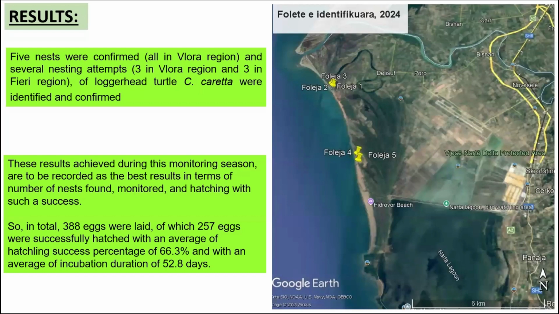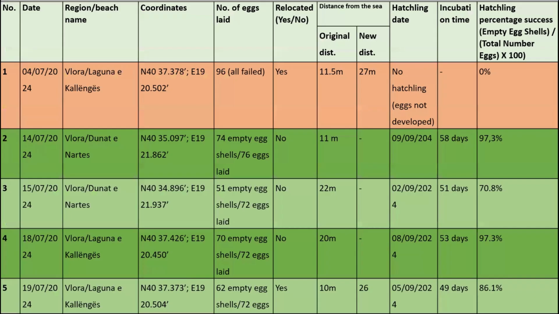The result of last year's monitoring was surprising: we had 5 nests confirmed with a total of 388 eggs laid, of which 257 eggs successfully hatched, with an average hatching success percentage of 66.3%, and an average incubation time of 52.8 days. These are the general data of the 5 nests we had.